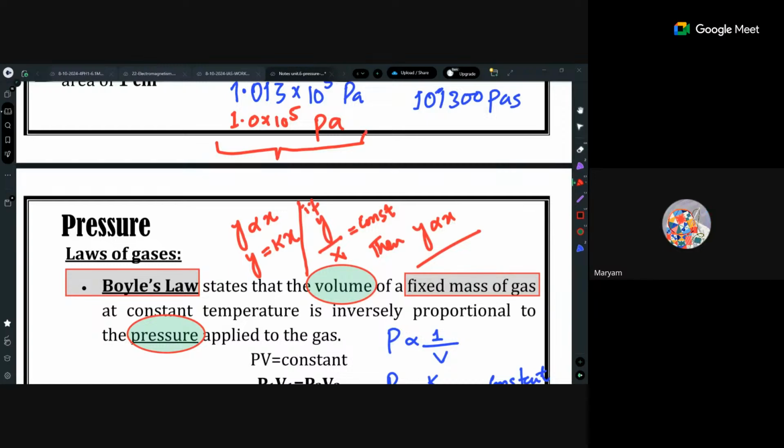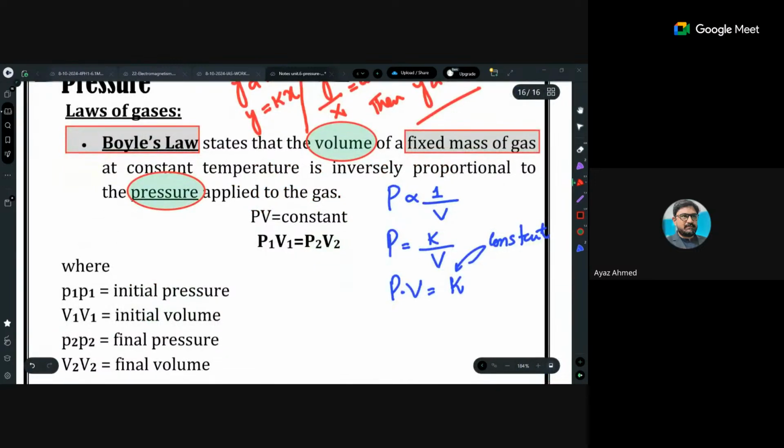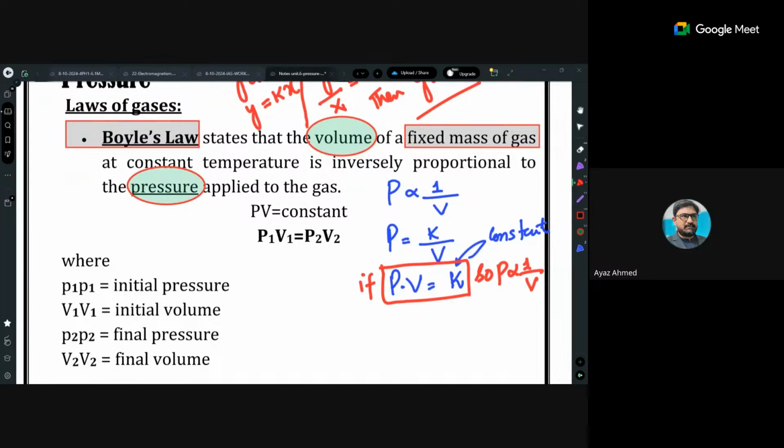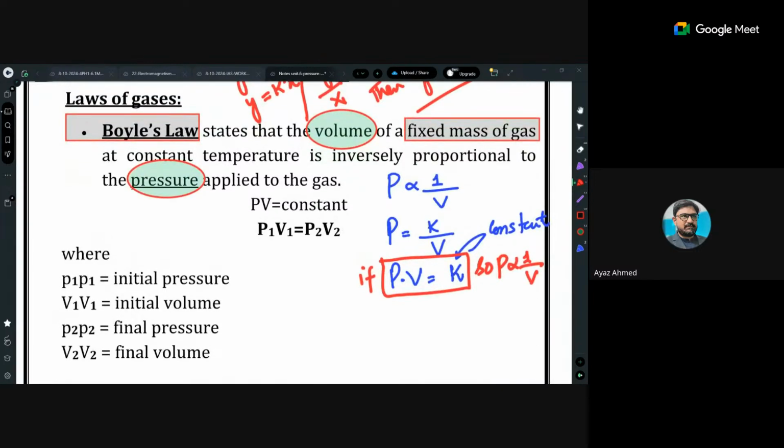Yes, sir. In the same way, if you multiply two numbers and they give you a constant answer for all corresponding values, it means they are inversely proportional, isn't it? If this is happening, so pressure is inversely proportional to volume. Is it clear to both of you, Khadija and Mariam? Yes, sir.